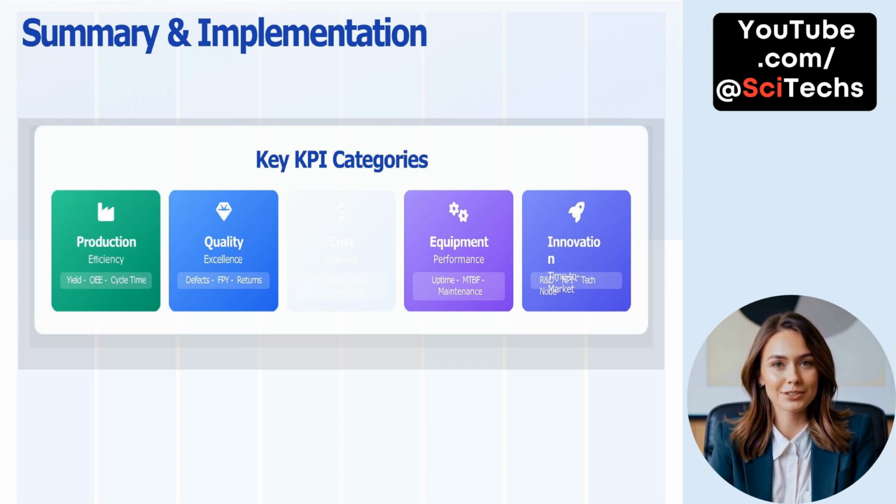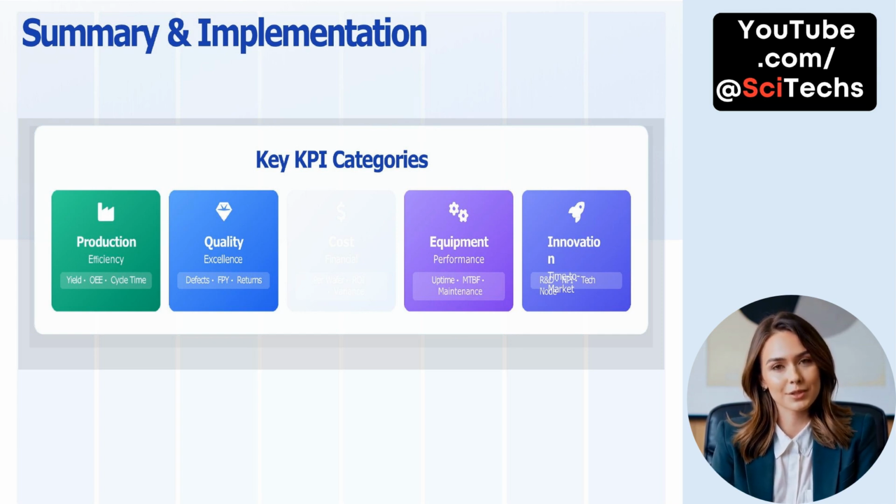Next is quality excellence, measured through defect rates, first pass yield, FPY, and customer returns. These KPIs highlight the ability to meet specifications consistently and avoid costly rework or warranty issues. Higher quality reduces waste and boosts customer satisfaction. Cost and financial KPIs, such as cost per wafer, ROI, and cost variance, help manage resources effectively and protect margins.